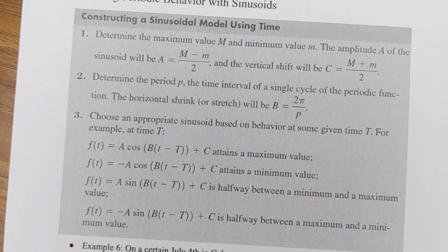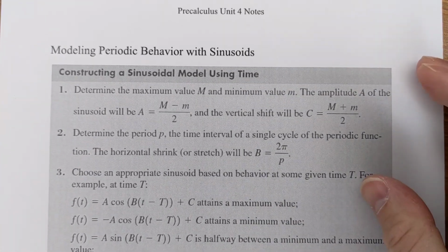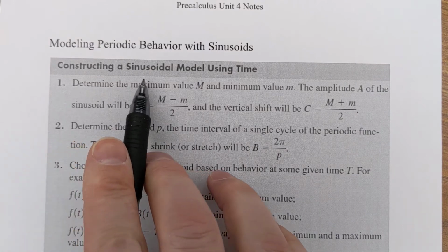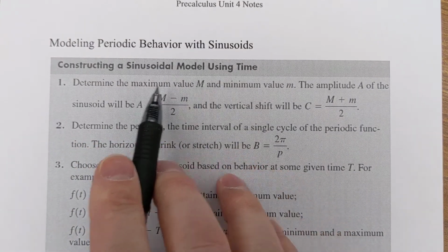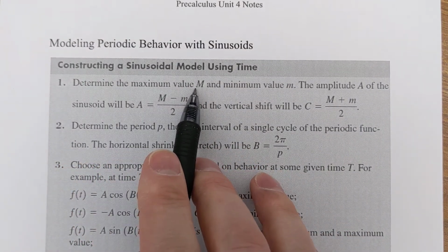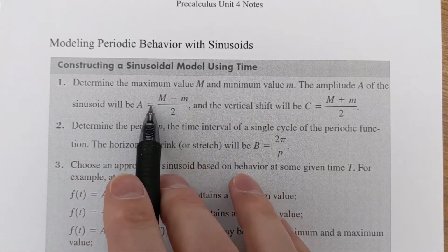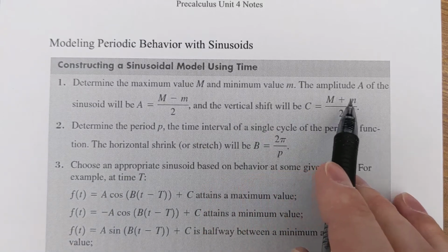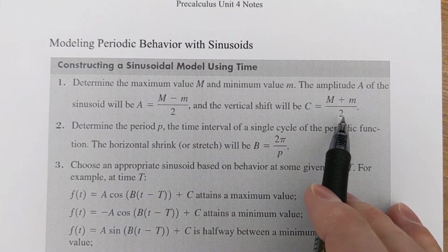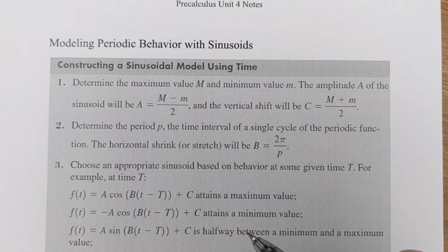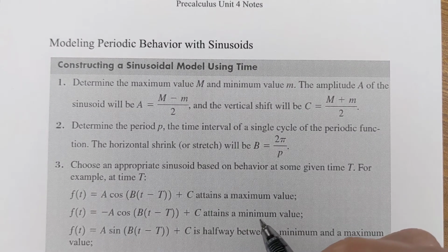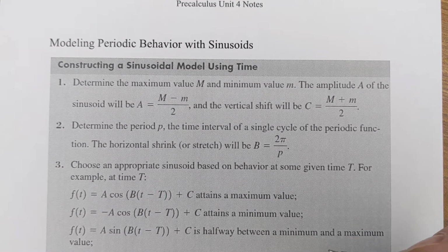Okay, now the last one is kind of an application for word problems, modeling. So constructing a sinusoid model using time. Determine the maximum value capital M and the minimum value lowercase m. The amplitude A of a sinusoid will be the difference divided by 2. The vertical shift will be the sum divided by 2. So actually in that previous problem, I could have found k if I took 5 plus 25, the minimum plus the maximum, and divided it by 2. That's 30 divided by 2, or 15.